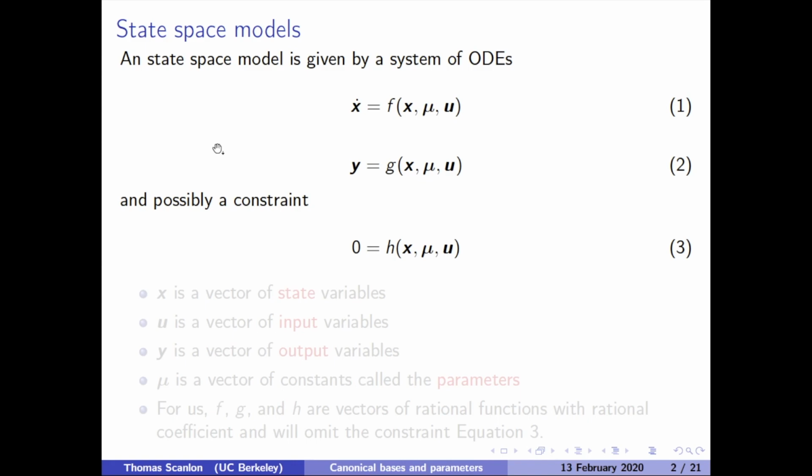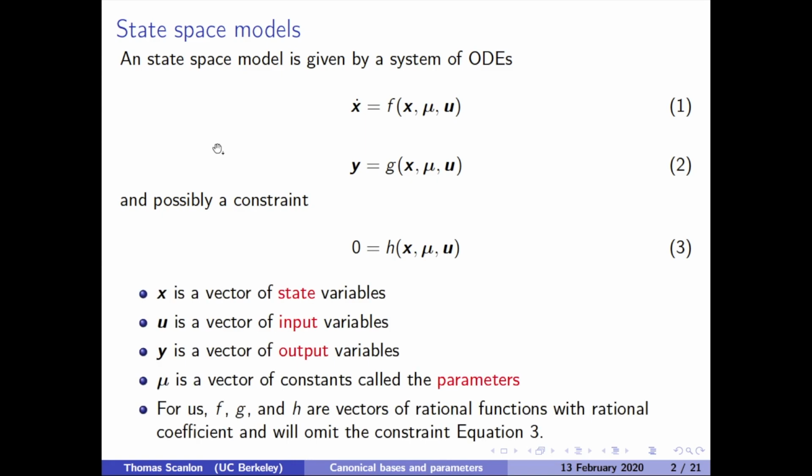I'll tell you what those other variables are, the mu and the u. We have an output function. So this is y is given by some function of x, mu and u. And we might have a constraint, although my more applied co-authors think that we shouldn't have a constraint, and so that's going to go right, very quickly.